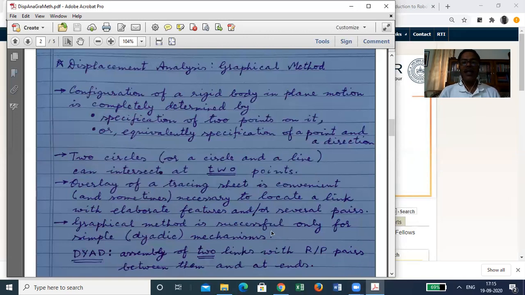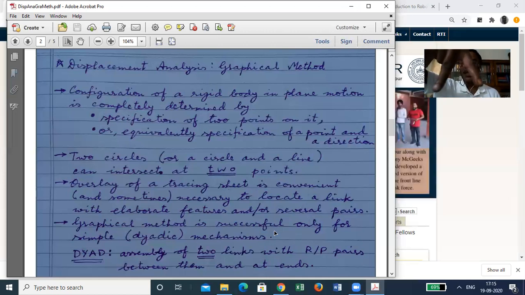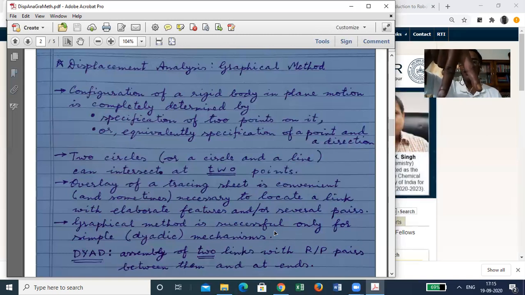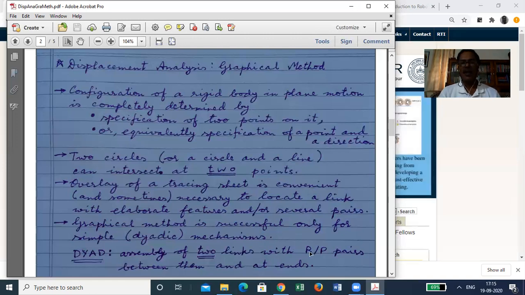So you see that if this is the kind of dyad that you need to assemble, then basically this point you know, you draw one arc. This point you know, you draw another arc. Wherever these two arcs intersect, one of the two intersection points you select and you then assemble. And if one of the joints is prismatic, then it is even simpler. In that case, one circle and one line you have to intersect. So beyond this, for graphical methods, the best that we can do is to see one or two examples.